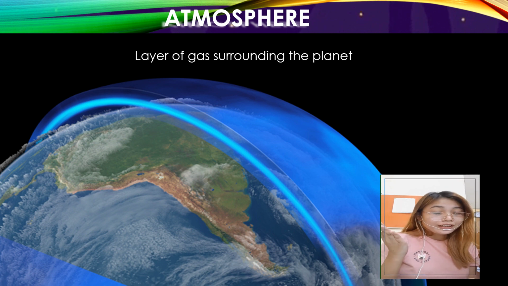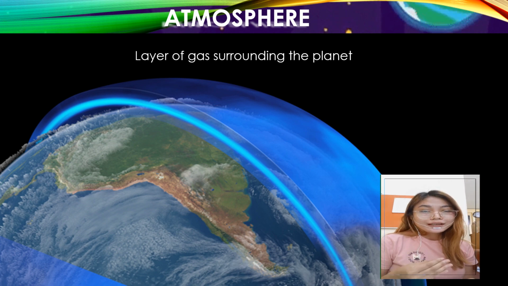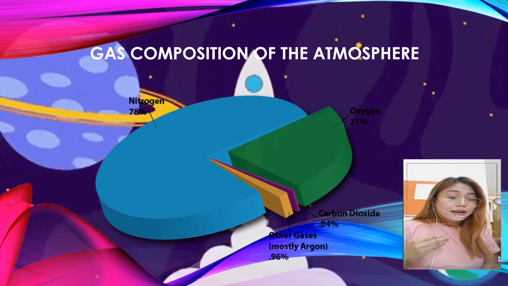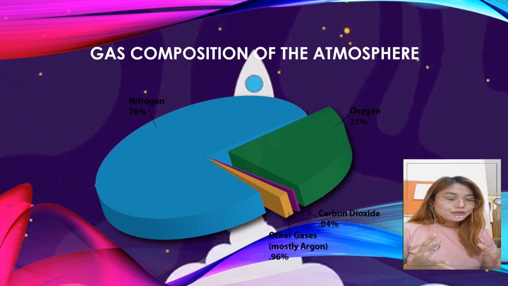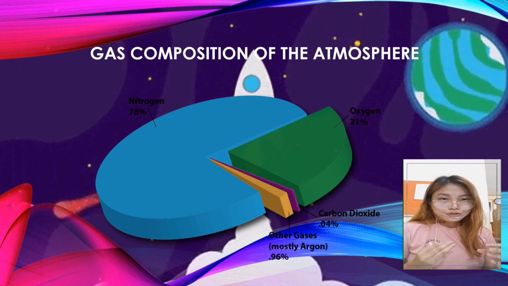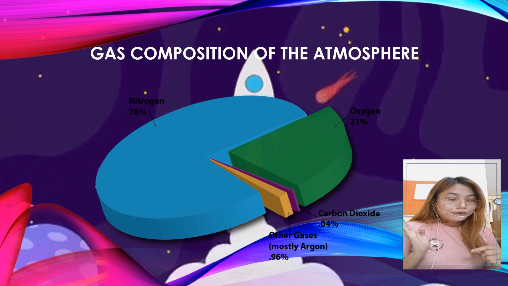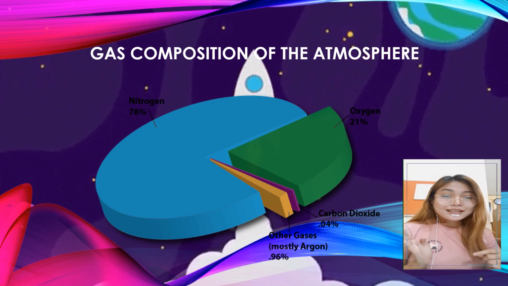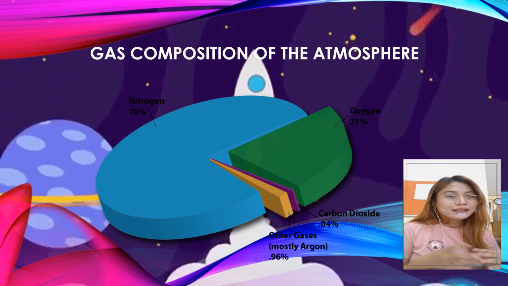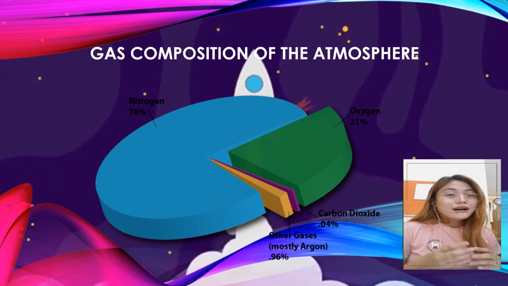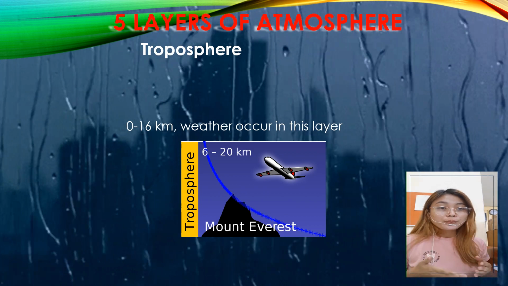The atmosphere is a layer or a blanket of air that surrounds and protects the planet Earth. The gas composition of the atmosphere contains the most abundant element, which is composed of 78% nitrogen, followed by 21% oxygen, and then 0.04% carbon dioxide, and the rest are traces of gases, which include helium, neon, hydrogen, and others.